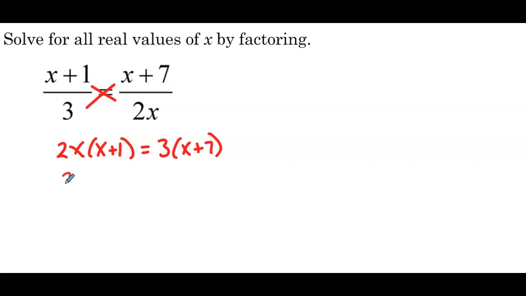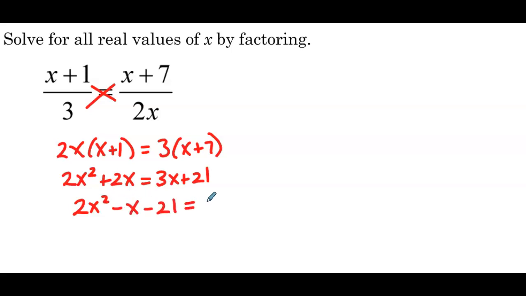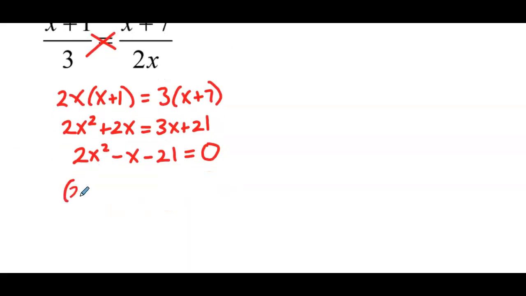So we'll distribute the 2x. So we have 2x squared plus 2x equals 3x plus 21. And moving our terms to the left side, so it's equal to 0, we have 2x squared minus x minus 21 equals 0. So we can factor this, 2x and x equals 0.